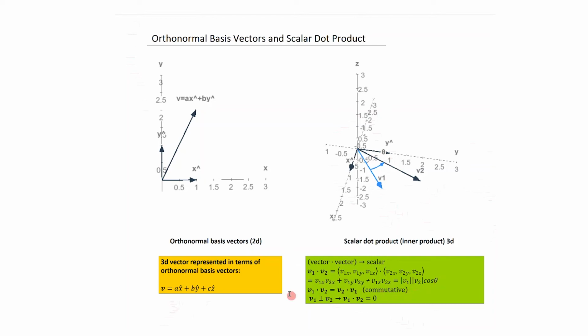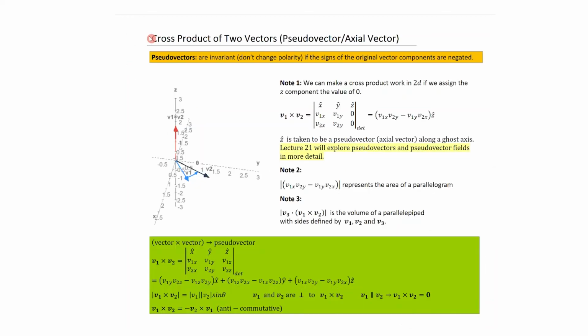Okay, what about the properties of an inner product or dot product? Well, it's commutative. So that means we can swap the order of V1, V2, and the resultant answer is still the same. It doesn't matter. One other property is if V1 is perpendicular to V2, then the dot product is equal to 0. We'll make use of this property very frequently in all the vector analysis calculations that we'll be doing henceforth.